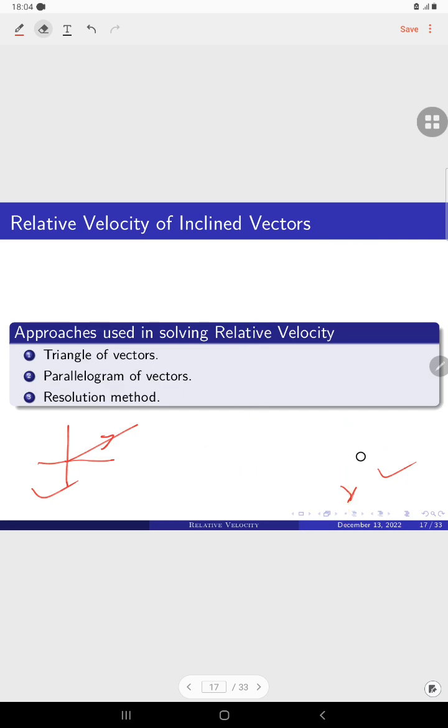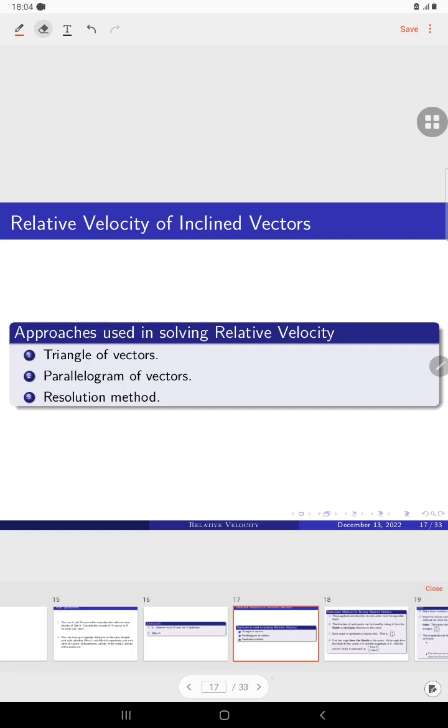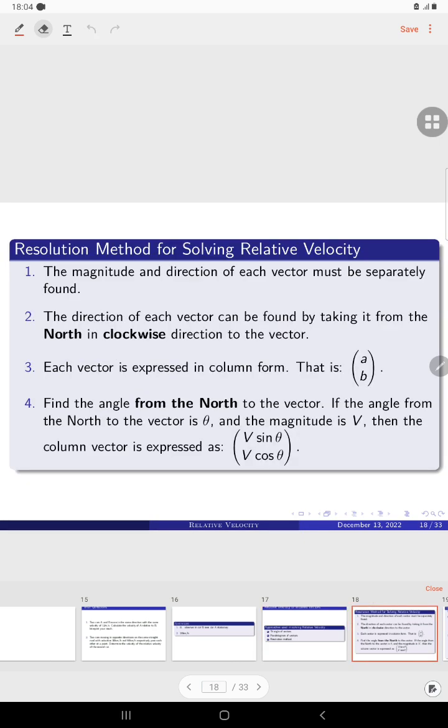When you have such problems, then you can use the triangle of vectors, the parallelogram law, or the resolution method to solve such problems. But I prefer the resolution method because to me, finding the magnitude and the direction becomes so simple. So let's stick to that. I'm going to show you some steps you can adapt when you want to use the resolution method.